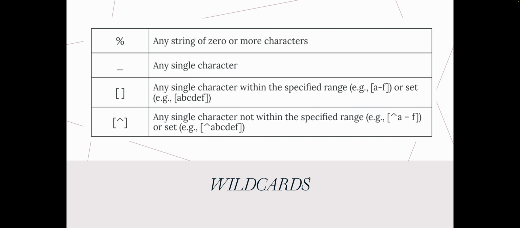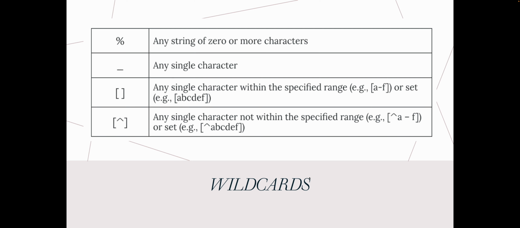And so we do now have some special types of functions, and these are called wildcards. If you use a percent sign, it matches any string of 0 or more characters, and underscore matches any single character. Brackets match any single character within the specified range or set, and brackets with the up arrow in the middle match any single character not within the specified range or set.